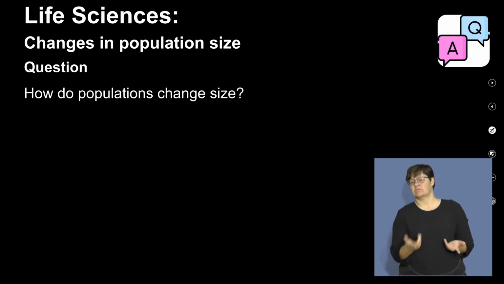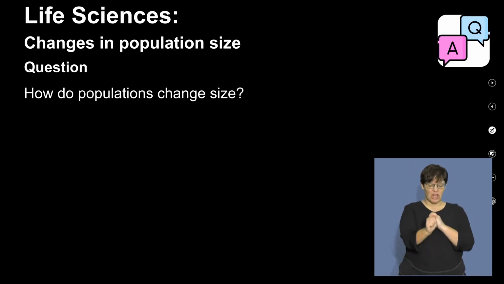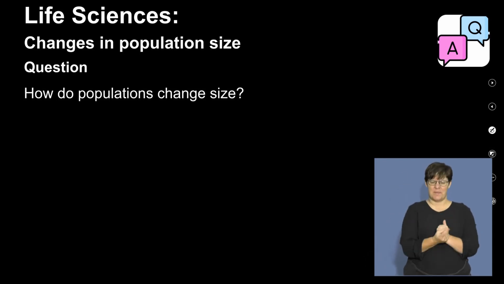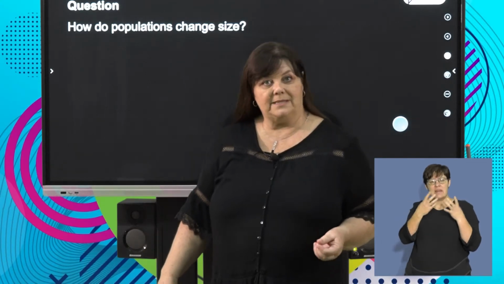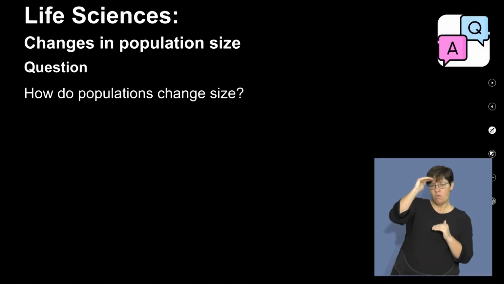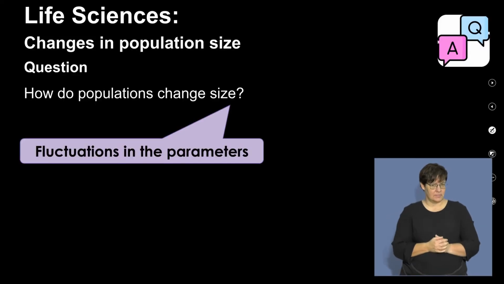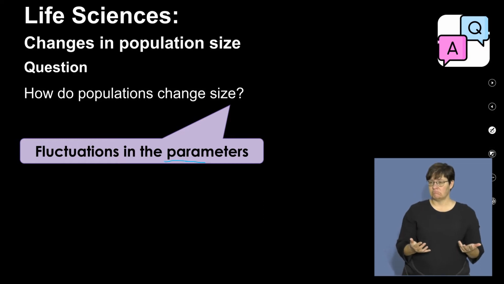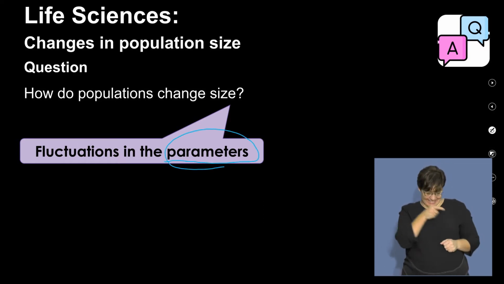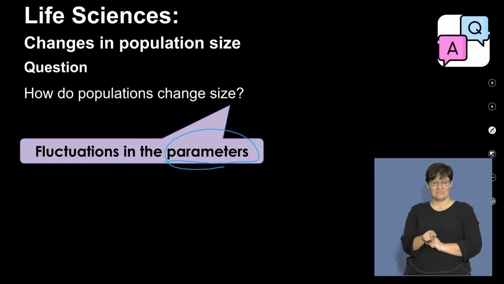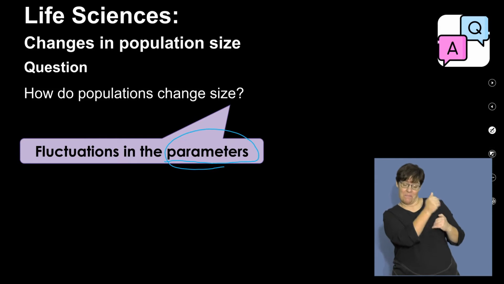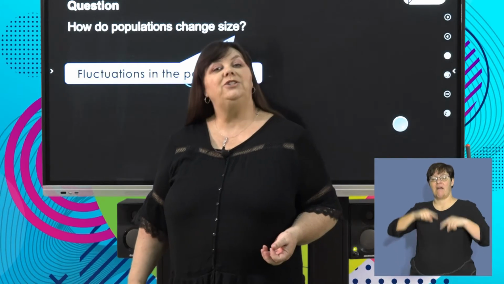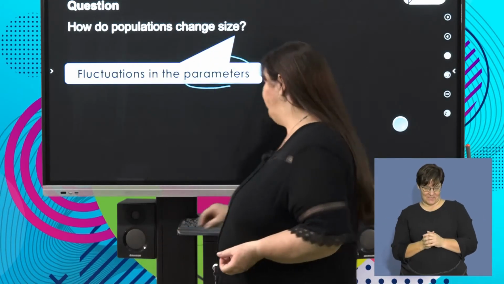Question though, how do they change in size? What causes a population to fluctuate in terms of numbers? Let's have a look at the answer. It's going to be these parameters that are going to be key in helping us understand how populations fluctuate or change in size.